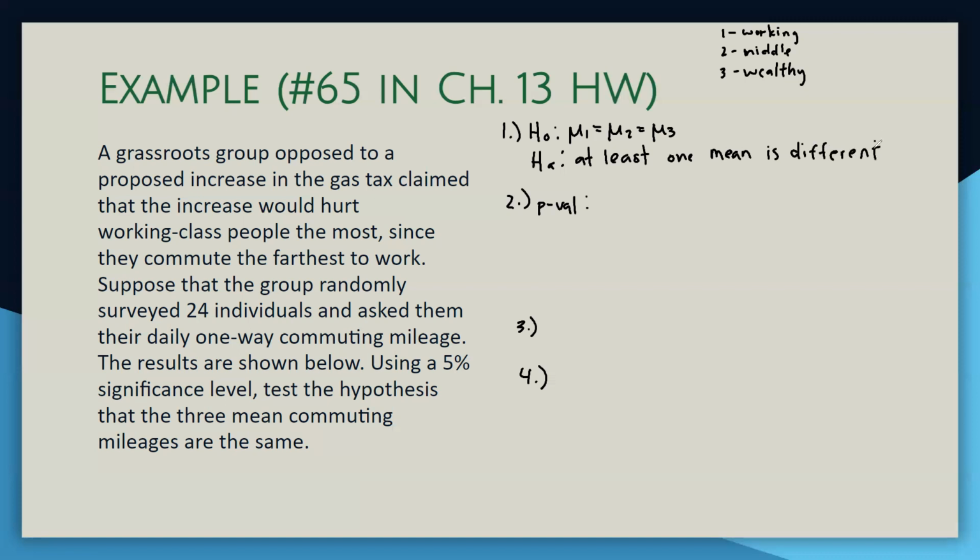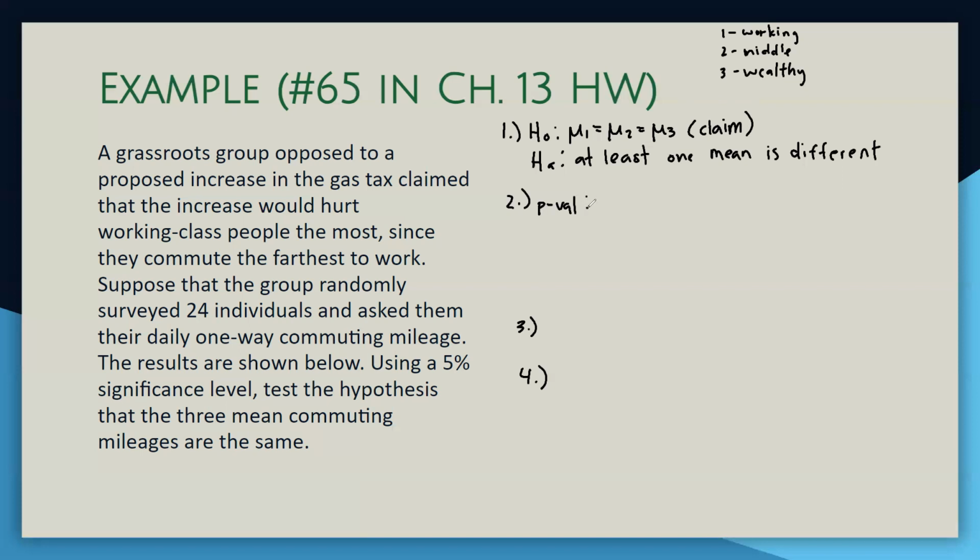And then to identify the claim, I'm going to go back and skim through that problem. And that last sentence says using a 5% significance level, test the hypothesis that the 3 mean commuting mileages are the same. So they're saying test the claim that all the means are equal, which is the null. That's going to affect how we phrase our answer in step 4.